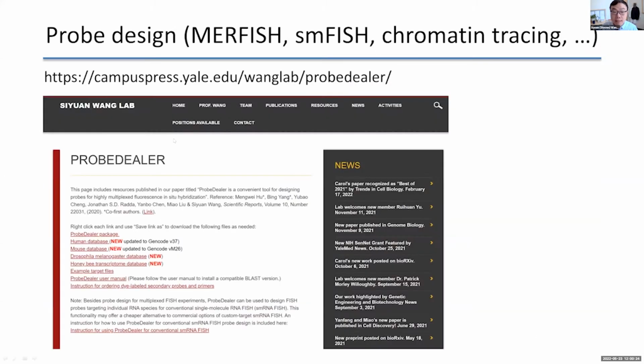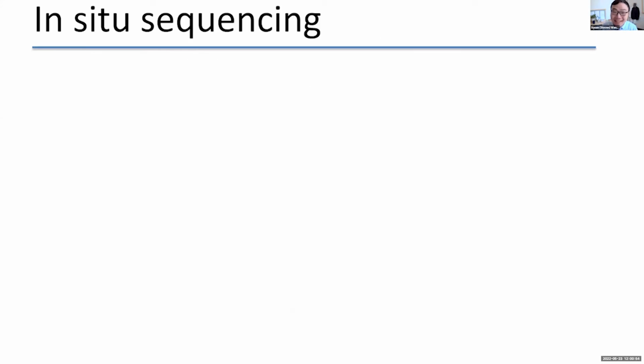For the probe design, I want to bring your attention to this resource. It's a software package called Probe Dealer on our website, and it can design not only MERFISH, but also the conventional single molecule FISH probes, as well as other types of multiplex FISH. And particularly in this section, we talked about how to use this software to design probes just for single molecule RNA FISH as a start. And there's a detailed instruction here. And this is a package we really can vouch for, because this is exactly how we do our own probe design.